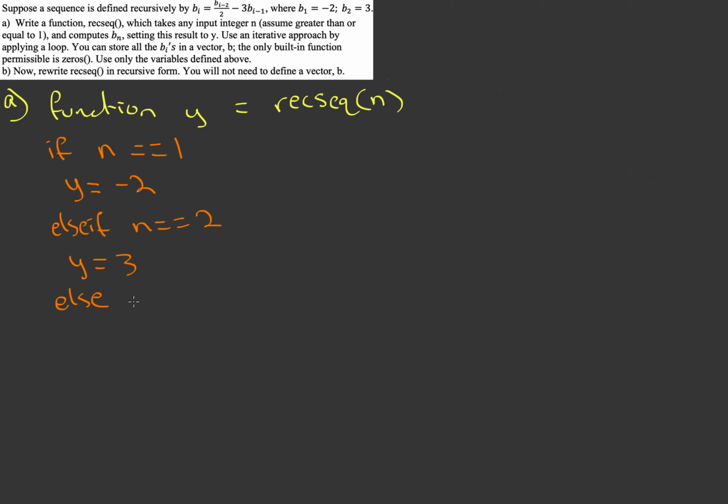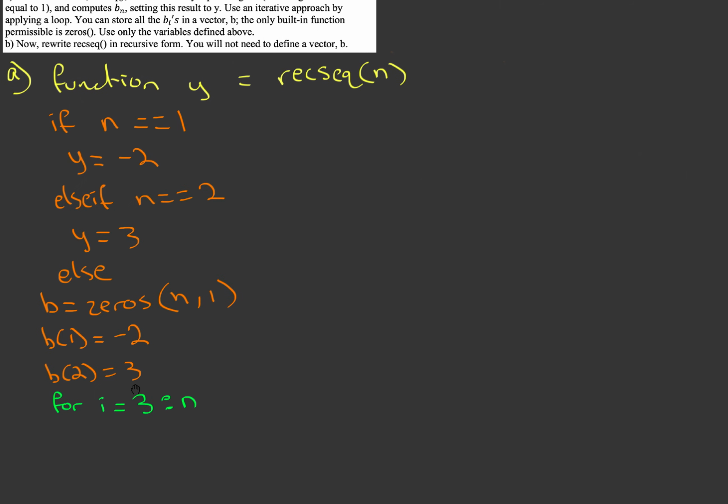So if it's greater than 2, what we're going to do is pre-allocate b. So we're going to say b is equal to zeros of n, 1. We're also going to say b of 1 is equal to -2, and b of 2 is equal to 3. And then we're going to have to do a for loop here, so I can't just say b of n. We're going to say for i is equal to 3 through n.